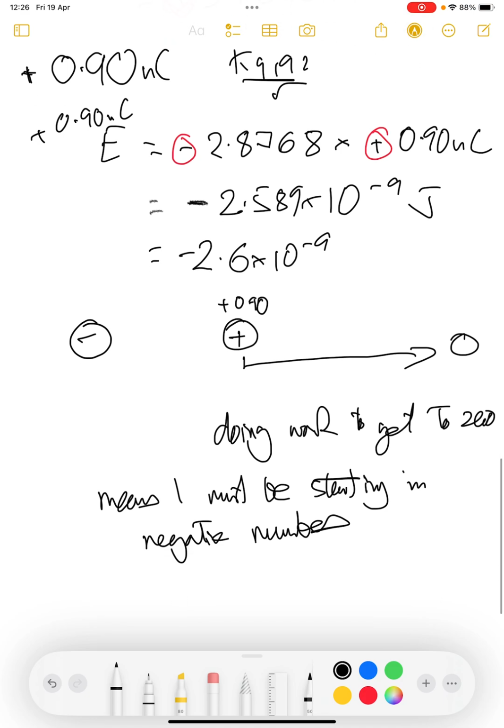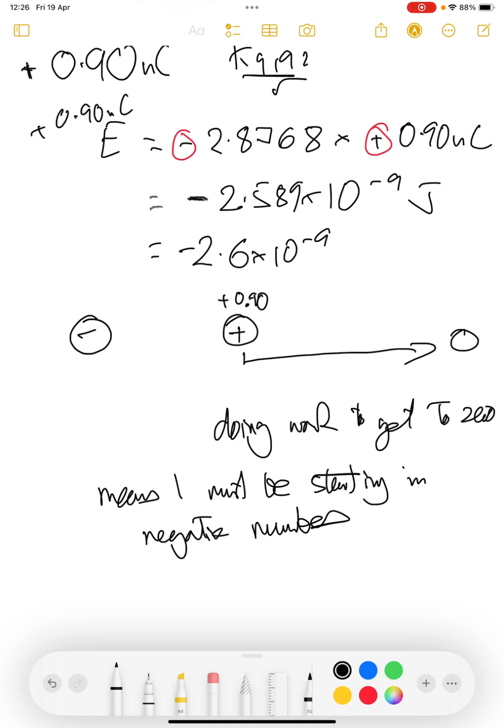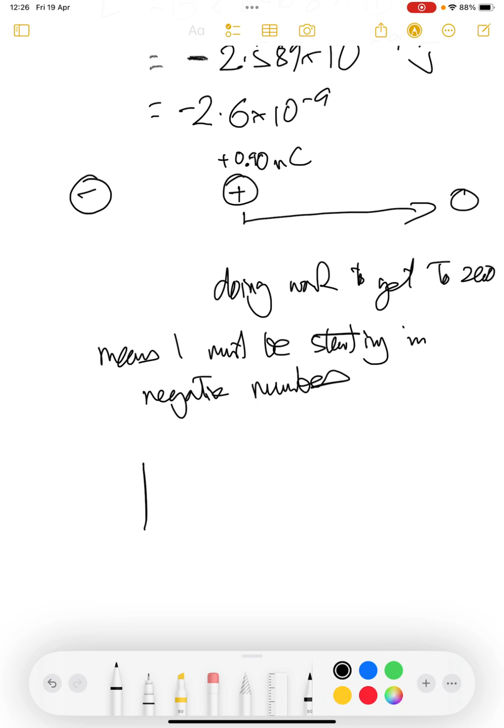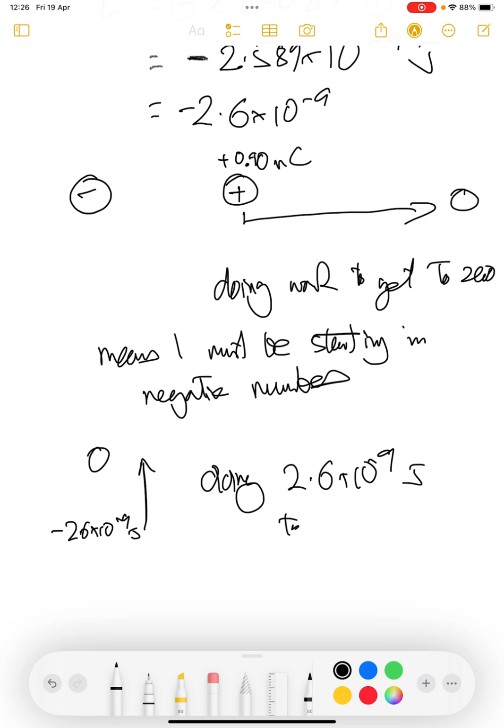Indeed, that's the case. So if I want to pull my 0.90 nanocoulombs positive charge away from this negative charge, I'm going to have to do work. But if I separate it out to infinity, I'm still going to be at zero. So that's the idea. And I'm going from minus 2.6 times 10 to the minus 9 joules up to 0. Means I'm doing 2.6 times 10 to the minus 9 joules to get to 0 at infinity.